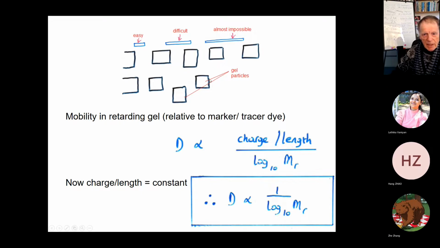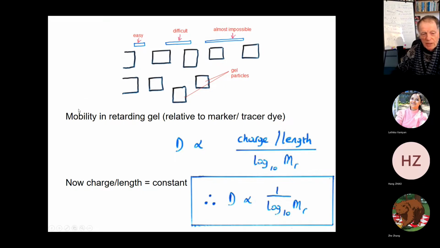You can see from this diagram here, this represents the polyacrylamide gel particles, and the smaller proteins will get through easier compared to the larger and very large molecules. So it's a very nice way of separating proteins of different molecular weight.